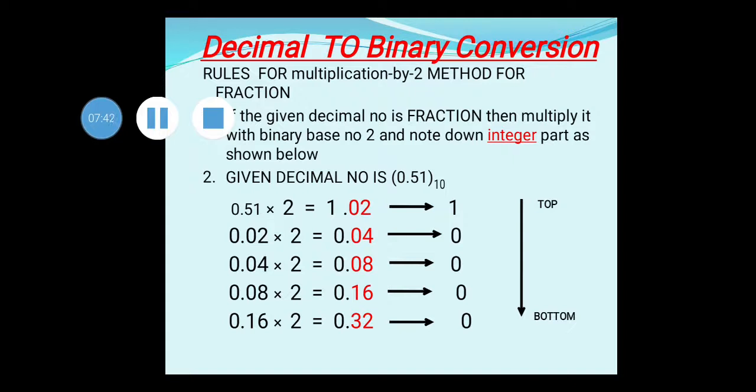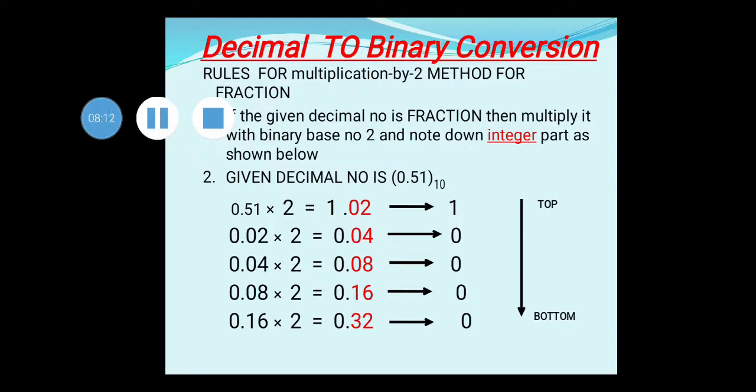So the integer is 0, so we are not going to find out anything for that since it is 0. But the fractional part, that is after the decimal point, that is 51. So that is the fractional part. We are going to follow a rule for it. Now the rule is, if the given number is a fraction, then we are going to multiply that fraction by 2. So check this out.